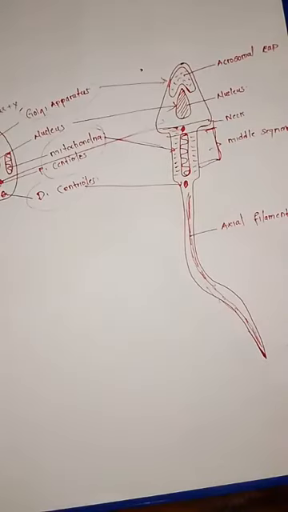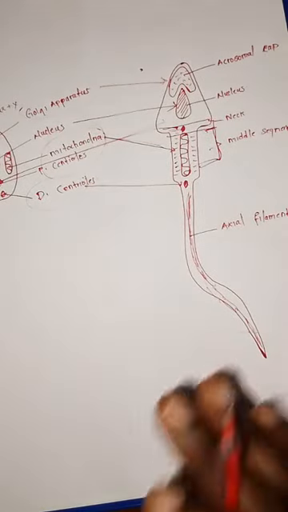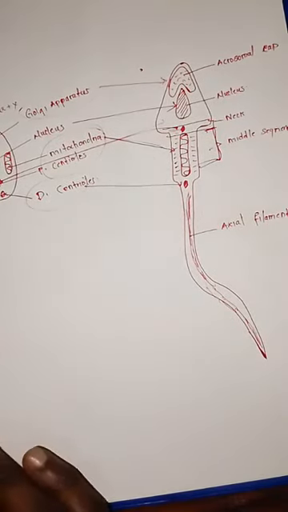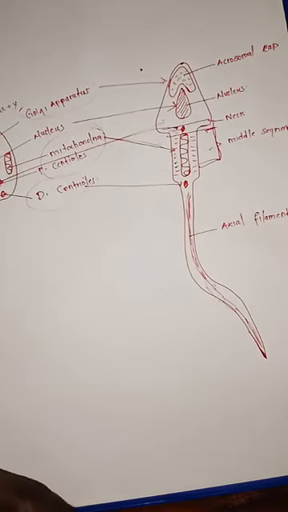So what will happen is that when this spermatozoa has been released into the female genital tract, it will enter. As it enters there, it is going to undergo the process of capacitation, in which some glycoproteins are going to be removed. Then there are also going to be some alterations on its membrane.